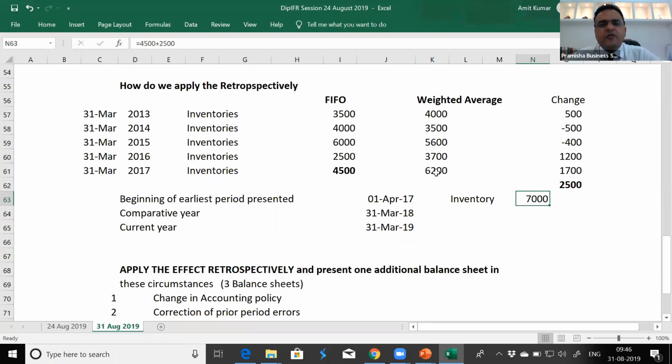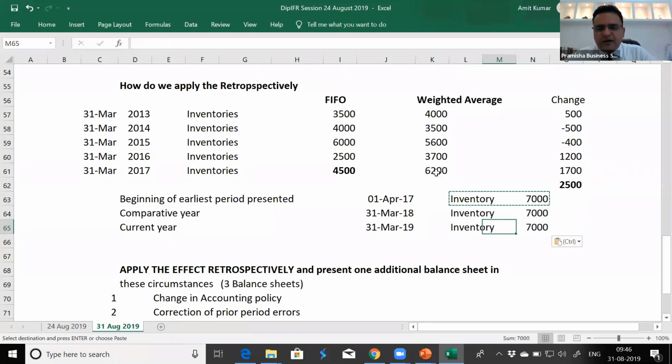This is according to weighted average. Now I can calculate the value of inventory for 31st March 18 and 31st March 19. I'm just assuming they may be 6500 or 4500, whatever the value, since I'm taking some imaginary figures.